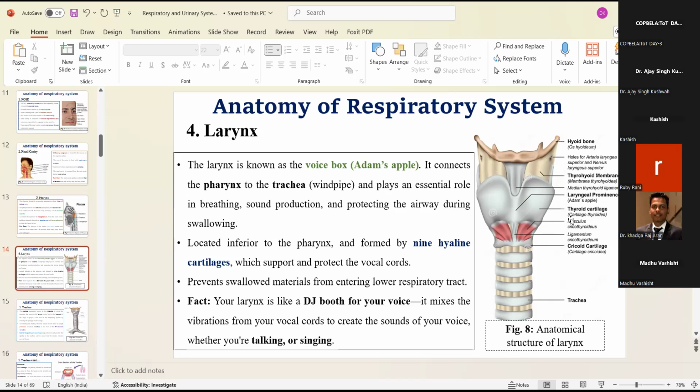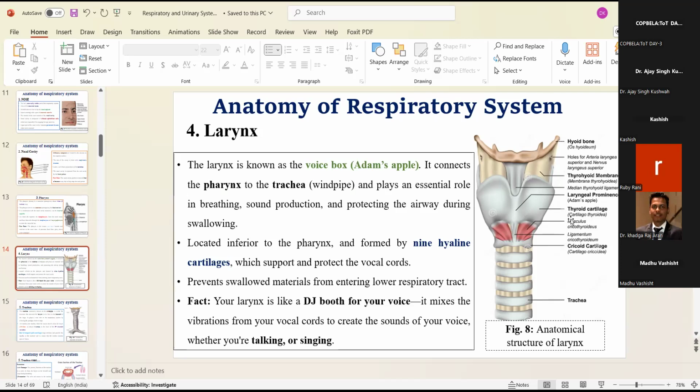The larynx consists of some cartilage, and the function of this cartilage is to support and protect the vocal cords. It also prevents swallowed materials from entering the lower respiratory tract. These are the functions of the larynx. In our body, the larynx acts as a DJ booth for your voice. It makes vibrations from your vocal cords, and creates the sound of your voice. That is the reason we can talk and sing.